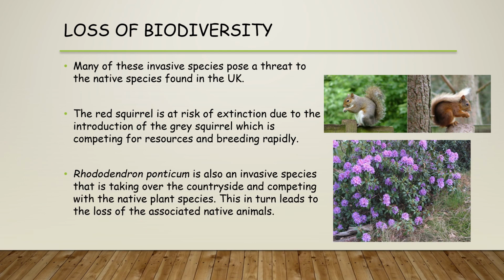Another example would be the rhododendron, which again looks lovely, but it is an invasive species that's taken over the countryside and is competing with native plant species. That then in turn leads to loss of the associated native animals, which would maybe feed or shelter within the native plant species. And that's just two examples, but we do have a huge amount of invasive species that are really causing us problems, and you can have a look at those and find out a bit more.